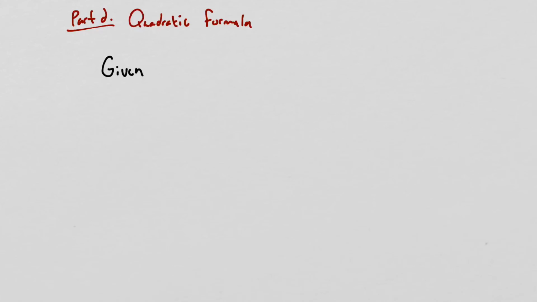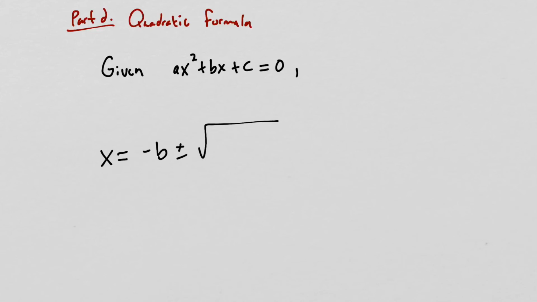Suppose we're given the following quadratic equation: ax squared plus bx plus c is equal to 0. Then the solution to this equation is always given by the following formula. x is equal to negative b plus or minus the square root of b squared minus 4ac, divided by 2a. The expression underneath the square root is called the discriminant.